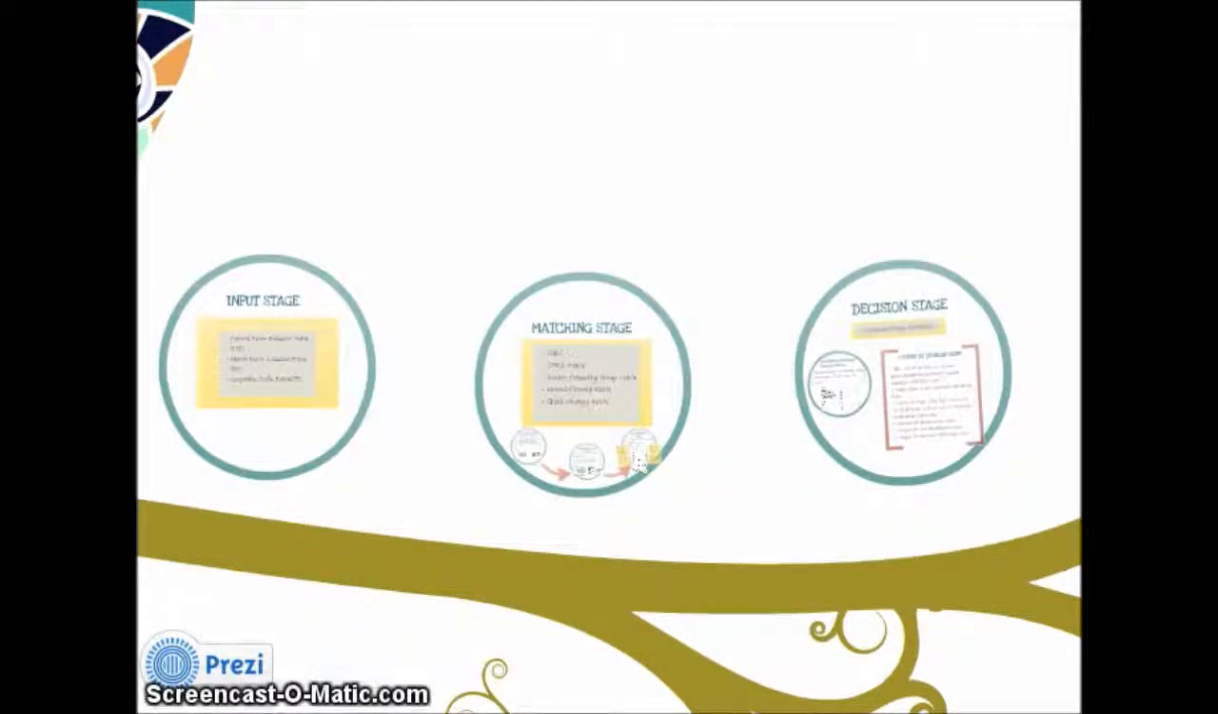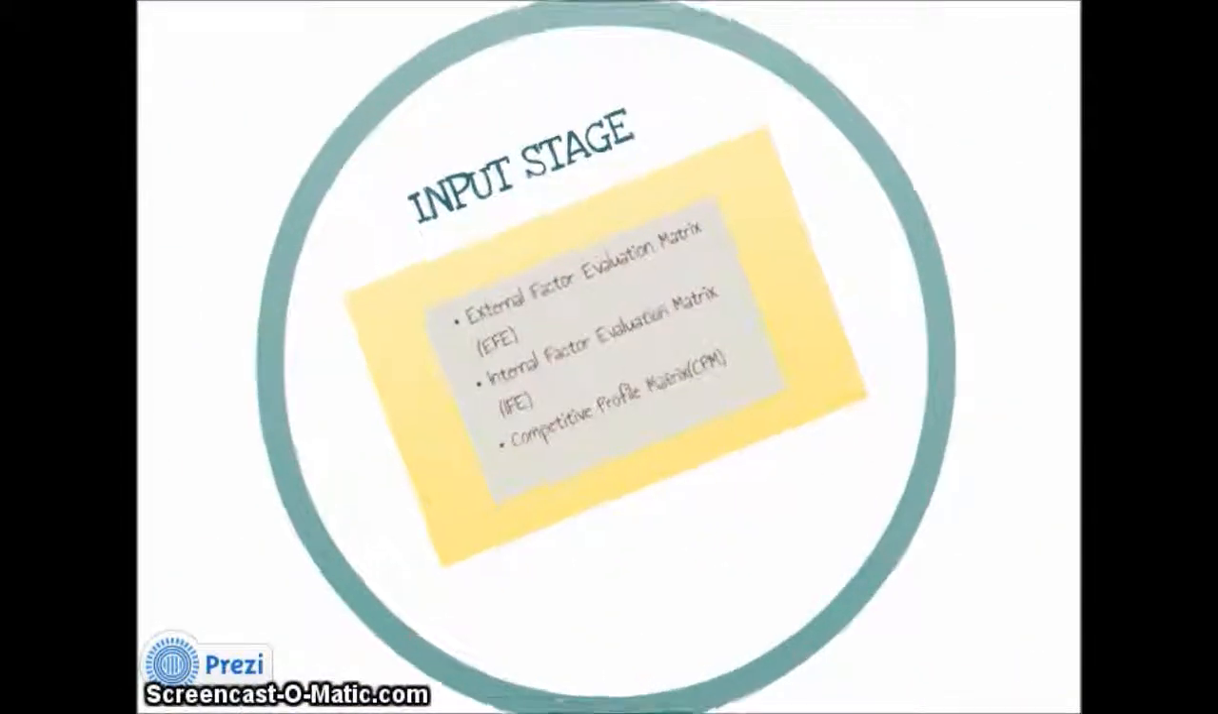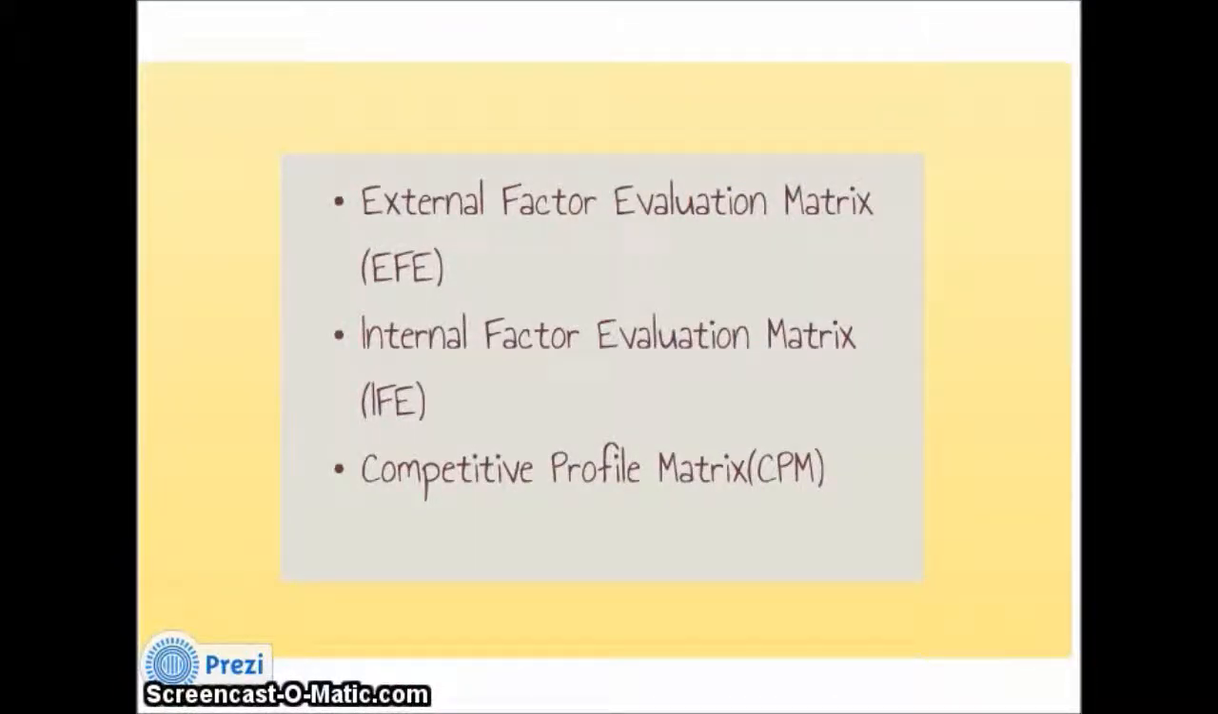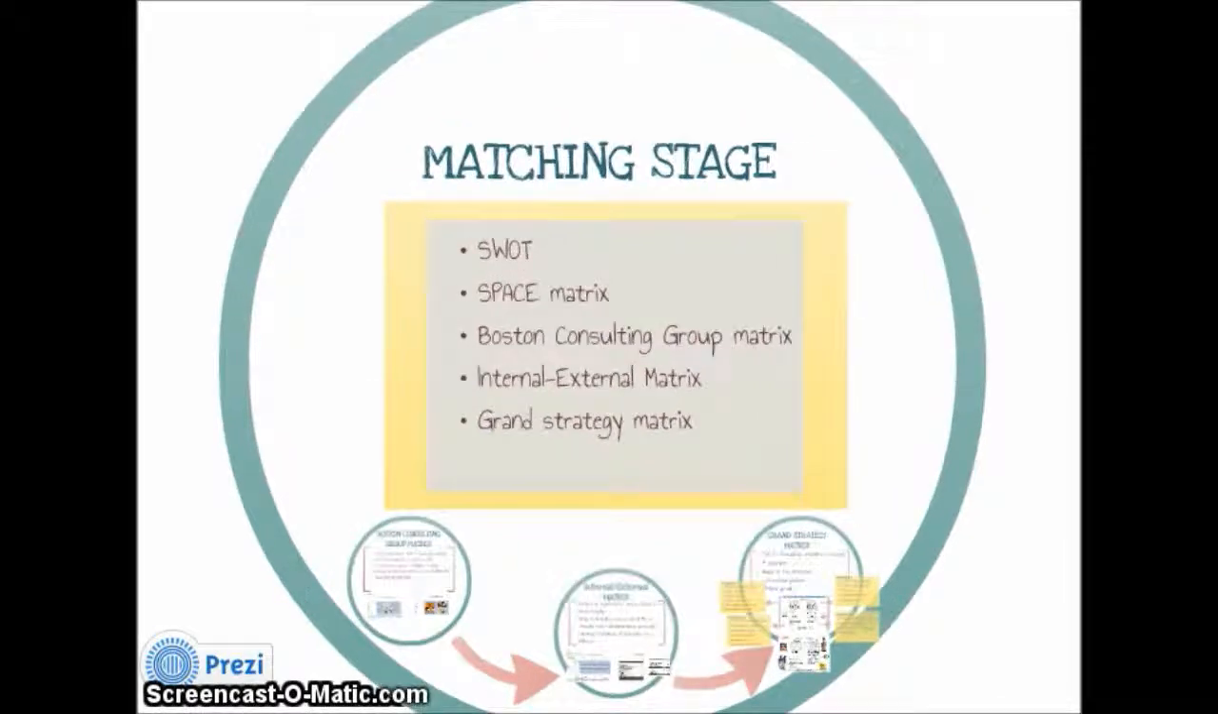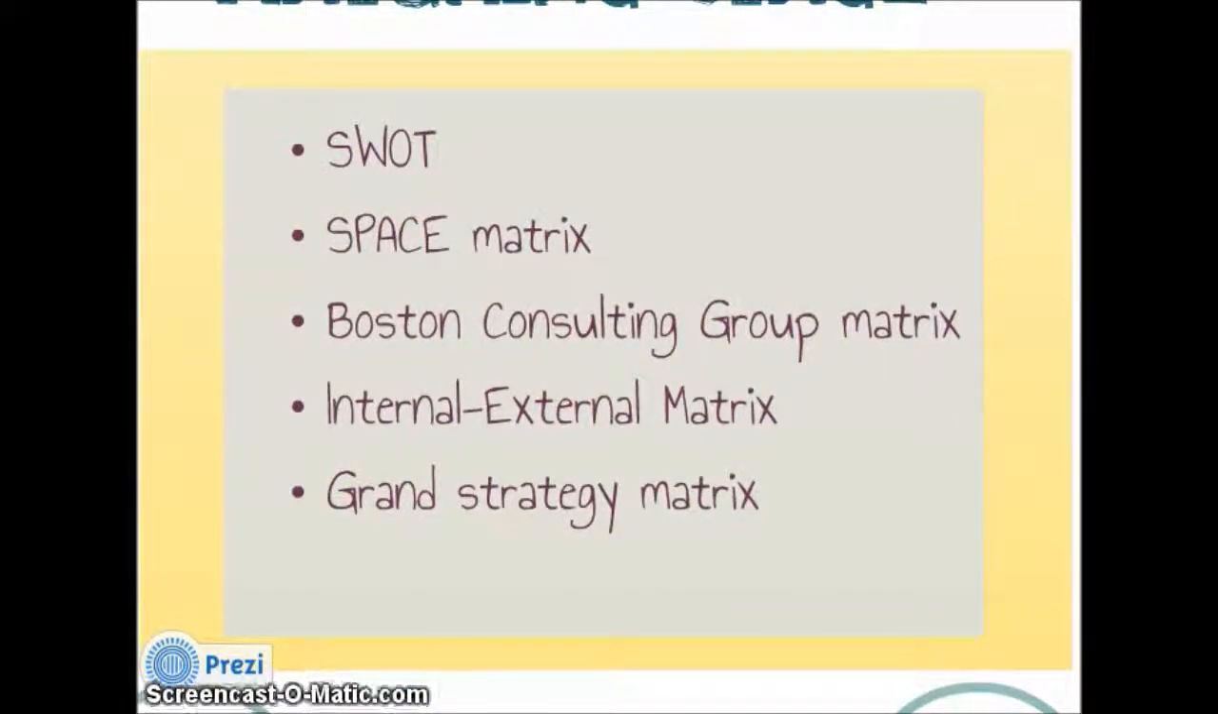Let us recall the three stages under strategic analysis and choice. We have the input stage, the matching stage, and the decision stage. Under the input stage, we have the EFE matrix, the IFE matrix, and the competitive profile matrix or CPM. Now let's go to the matching stage. Under the matching stage, we have the SWOT analysis, the space matrix, the Boston Consulting Group or BCG matrix, the internal-external matrix, and the grand strategy matrix.